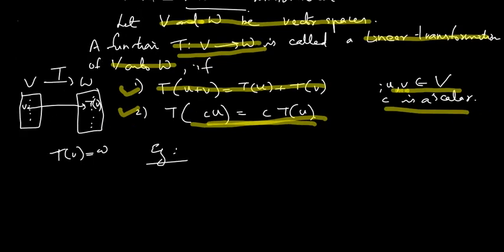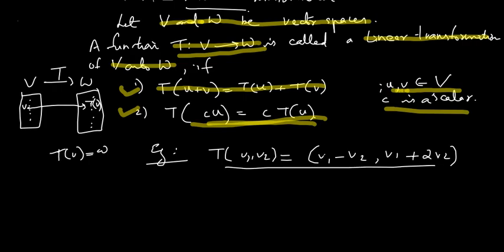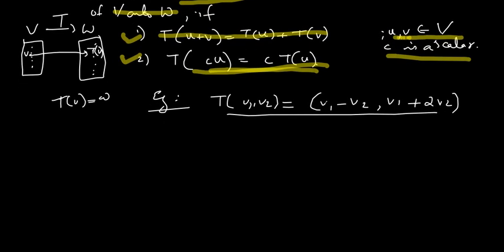the function T is defined by T of v1, v2 equals v1 minus v2 comma v1 plus 2v2. This is a linear transformation. We have to prove that this one is a linear transformation. So how will you prove it?